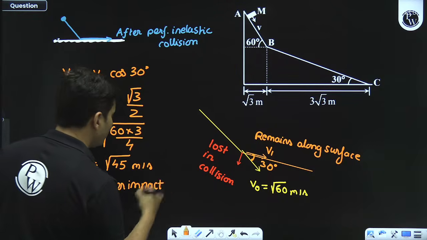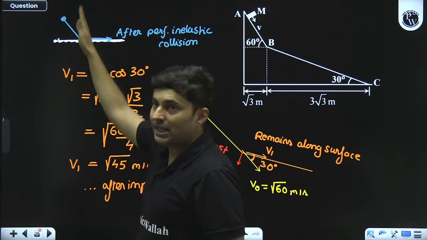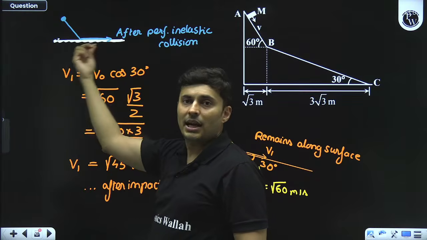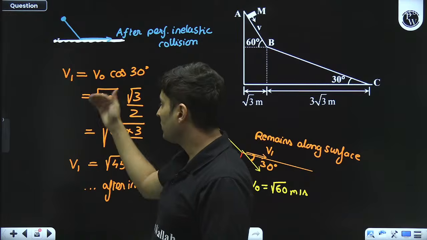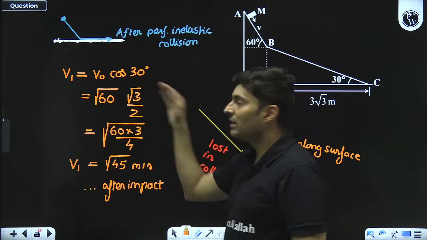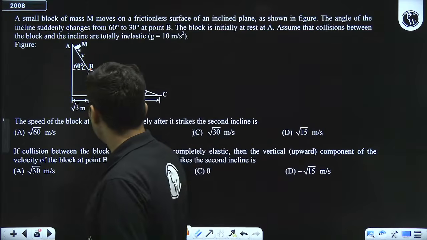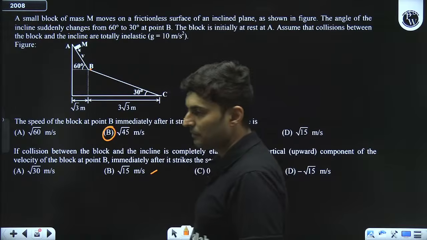Whenever you see inelastic collisions, remember that the velocity in the perpendicular direction to the surface goes off. It sticks to the surface and continues its momentum in the direction of the surface. That is why only this component remains, everything else vanishes. So 45 should be the answer, and I can see option B is right over here.